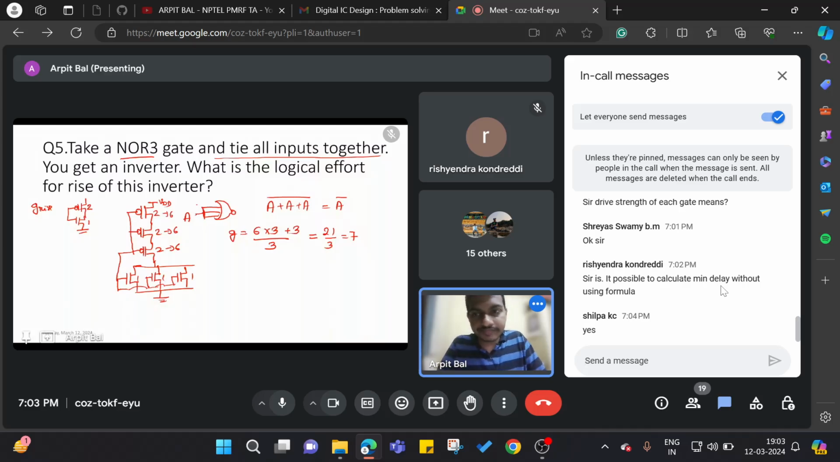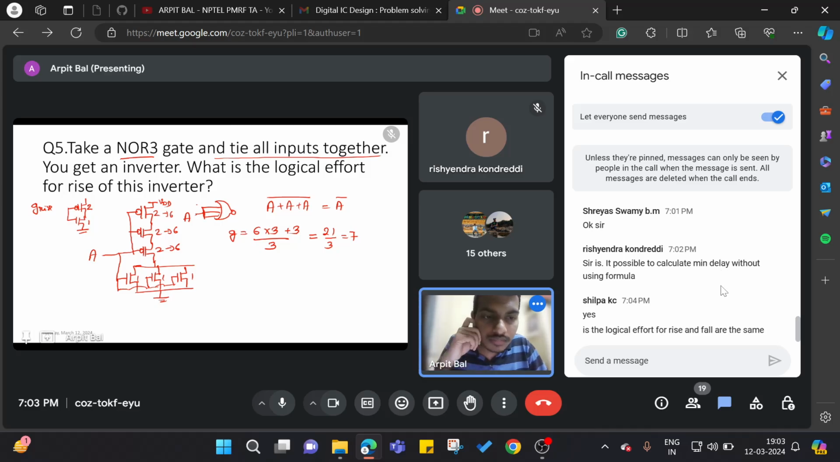Yeah, so basically in this case it is mentioned that we need to tie all the inputs together. So here there is no other input apart from, let's say, A, because A, B, C, whatever input gates were present, we have shorted them, because there is no skewed gate present here, right?